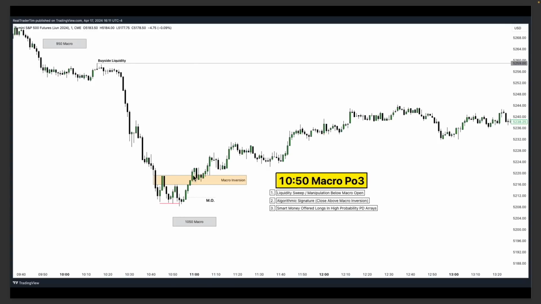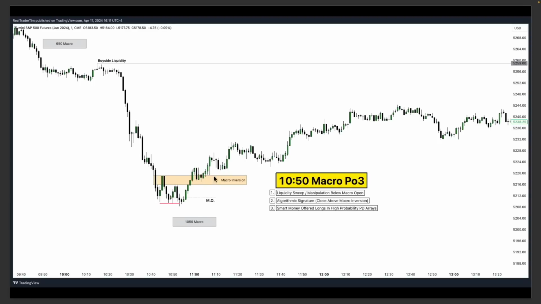And then what do we see? We start to see our macro signatures where we have a macro inversion and we see the signatures failing and respecting, right, to close below consequent encroachment of our macro inversion, which we expect if we've identified our potential smart money reversal or intraday turning point.